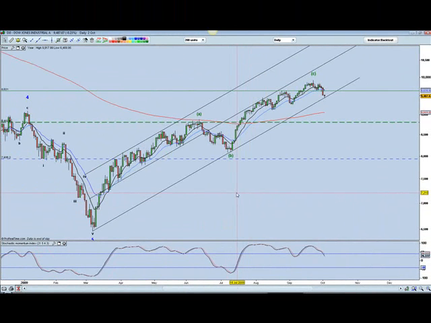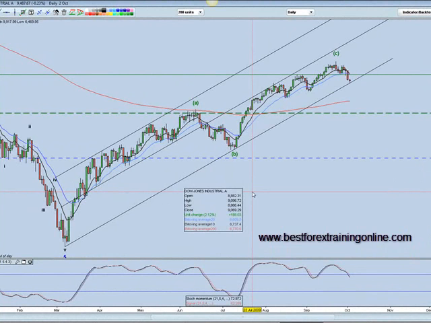Hopefully this was a little bit helpful to you and will help you in your trade. Trend lines are very easy to apply, very easy to identify. Good luck in your trading.